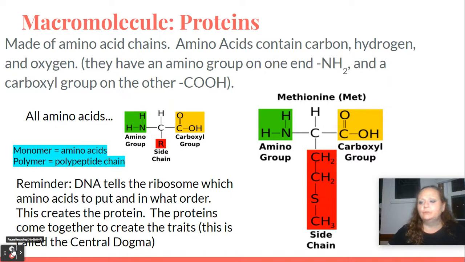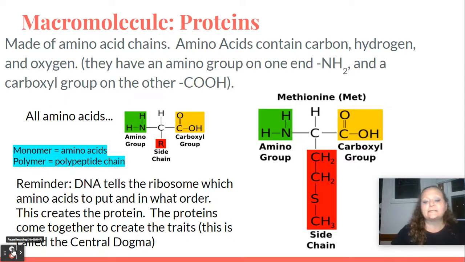Amino acids truly end up looking like beads on a string, all attached together and eventually folded up into the shape of the protein. So, amino acids themselves. We have about 20 different types of amino acids. They're all going to contain carbon, hydrogen, and oxygen. They're going to have an amino group on one end, which is that NH2, and a carboxyl group on the other, that's COOH. Okay, so all amino acids look the same.